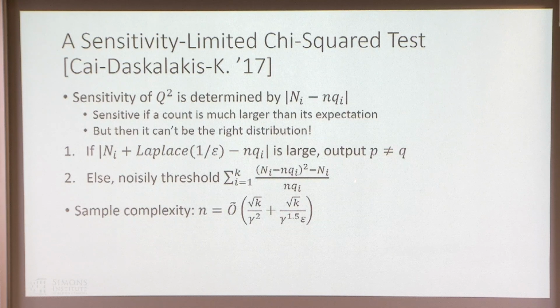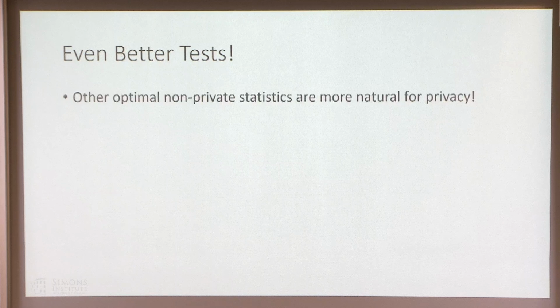Anyway, if you do the calculations for this type of thing, you get something that's somewhat better than before. You still have this root k over gamma squared, but now the additional cost is less in some regimes. It's sort of free in certain regimes. This is one sample complexity. You can actually do even better.